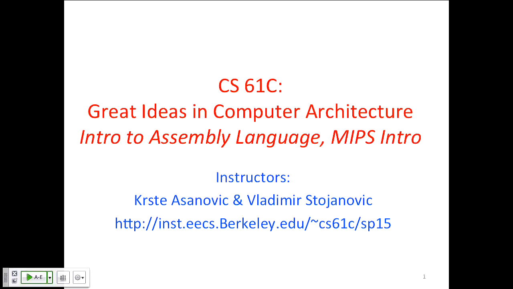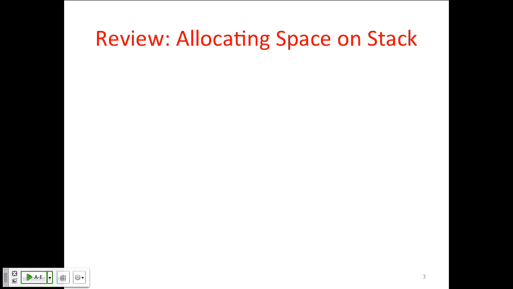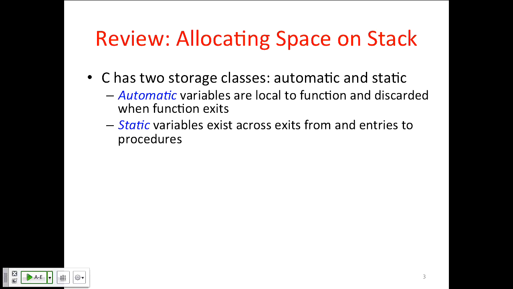Okay, so we're going to get going, and we're going to dive right back into where we left off last time. We were talking about the way you build stacks so that you can call functions and recursively call more functions. So just to place yourselves in the stack of levels of representation and interpretation. We've been talking mostly about assembly code level, which is the human-readable form of machine code. And we were talking about how you write code to allocate space on the stack for a function call.